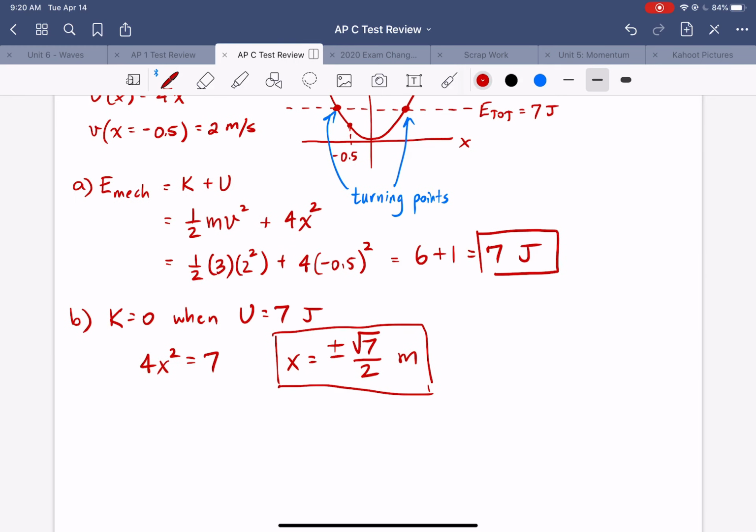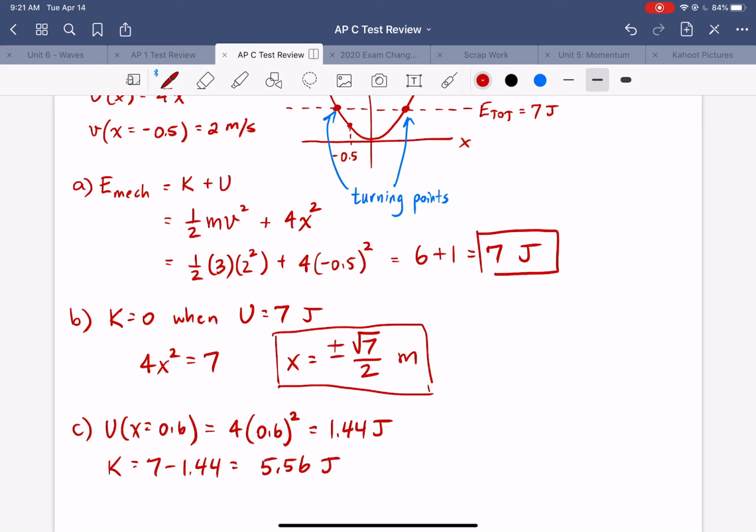All right, so part C. Part C asks us to find the magnitude of the momentum of the object at x equals 0.6 meters. Okay, so we have to take a few steps to get here. The first thing we can calculate directly is the potential energy at that location. So when x equals 0.6, the potential energy is 4 times 0.6 squared, which is about 1.44 joules. Since we know the total energy is 7 joules, the kinetic energy must be 7 minus 1.44, which is 5.56 joules.